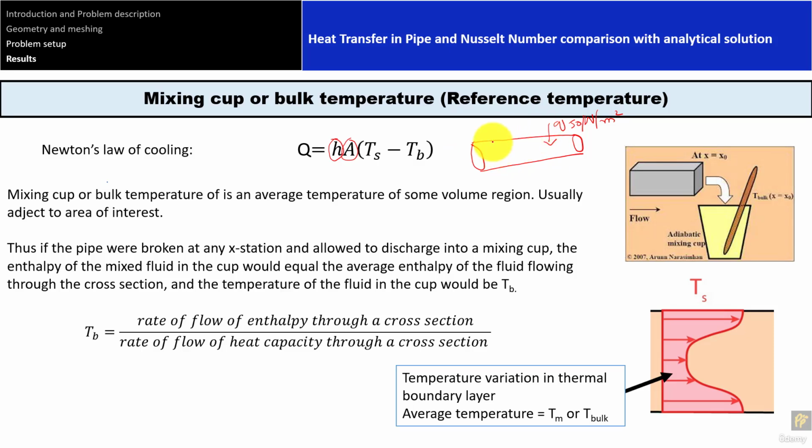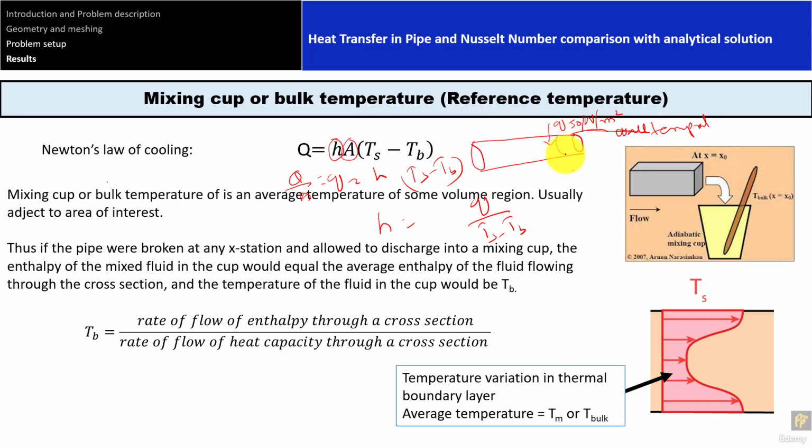For that, Q is already known. If I define this equation as Q upon A, this is small q equal to h times Ts minus Tb. And from here, we have h equal to q divided by Ts minus Tb. The Ts is the surface temperature, which we can find from the wall temperature in the fluid. But the idea of Tb, the bulk temperature or mixing cup temperature, is a little bit complicated.